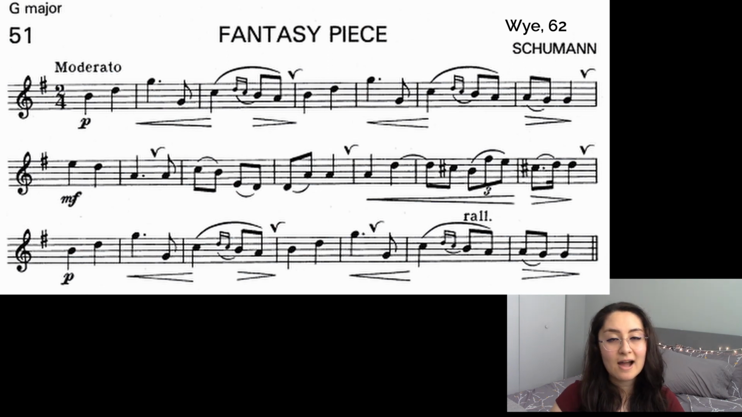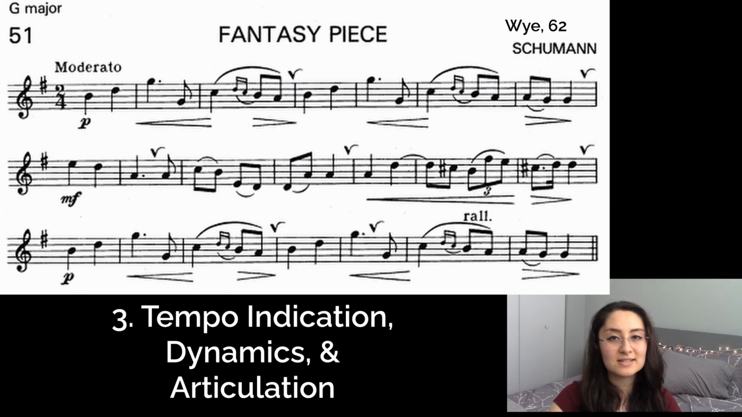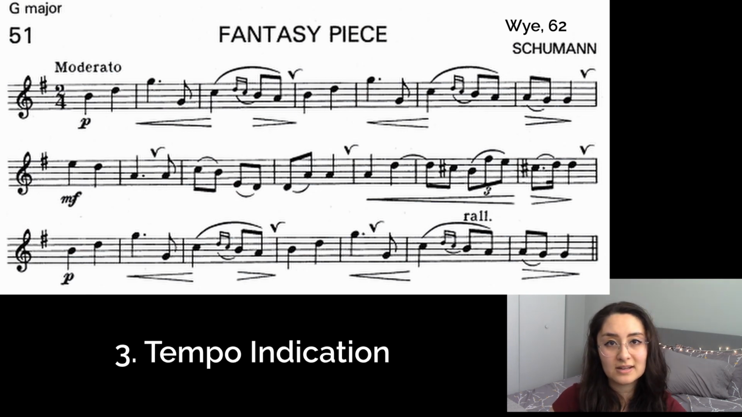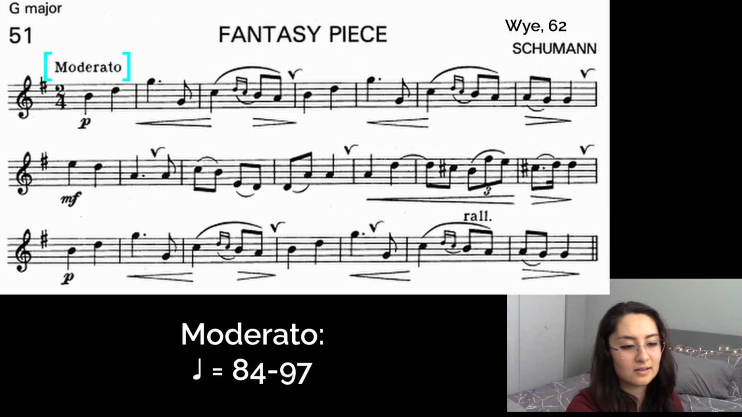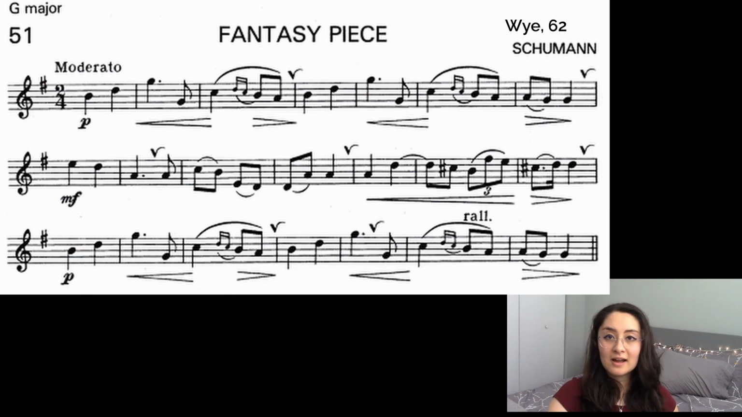Number three, we're going to look at our tempo indication, dynamics, and articulation. So let's take a look first at our tempo indication. So we do see moderato here. So moderato can be anywhere between quarter note equals 84 beats per minute to 97 beats per minute. We'll choose the slower tempo to start with, so we'll probably go around 84, if not a little bit slower than that. All right, but now before we get started into that, we'll look at the dynamics.